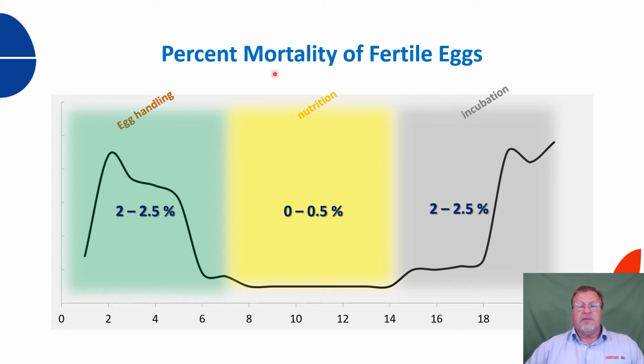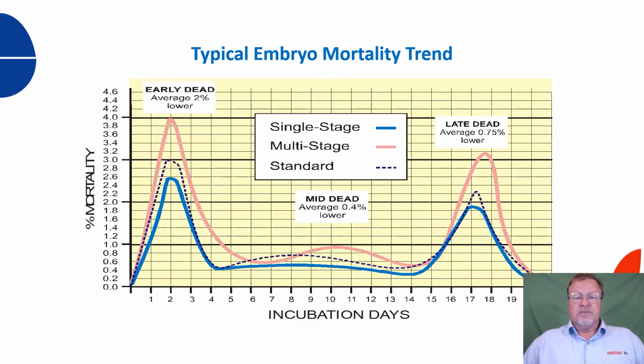That middle period, middle week, nutrition problems can cause higher than 0.5% embryo mortality. Again, we don't see that much. And then we look at that last week, about 2 to 2.5% is normal embryo loss. When we see this number elevated, that's when we start looking at our incubation, either incubators or hatchers. So that kind of helps us focus on the area to look.